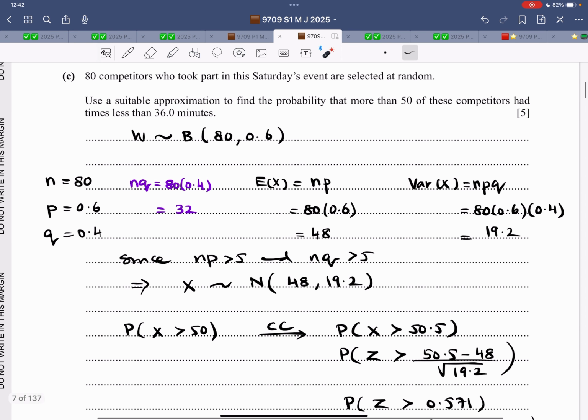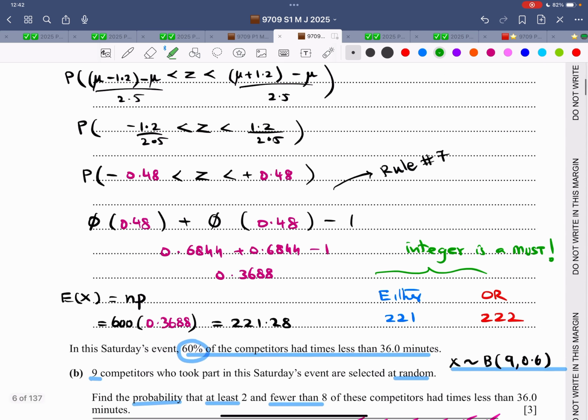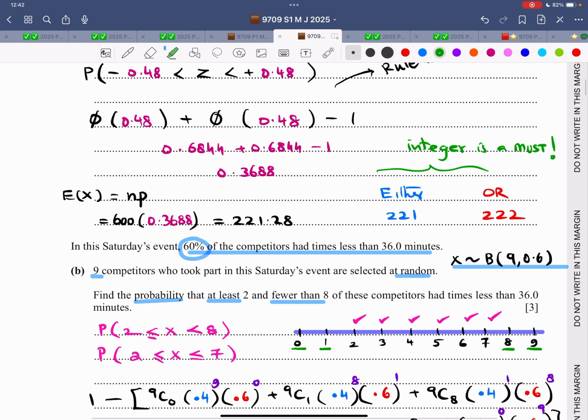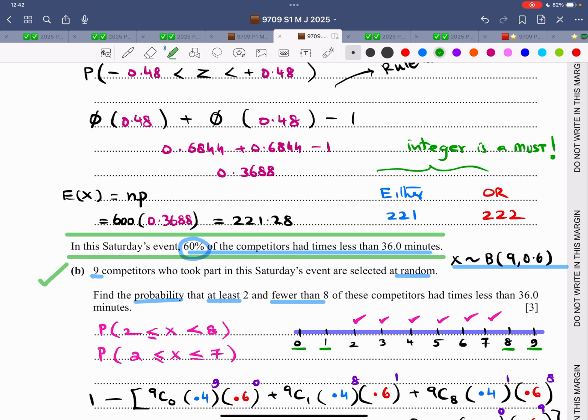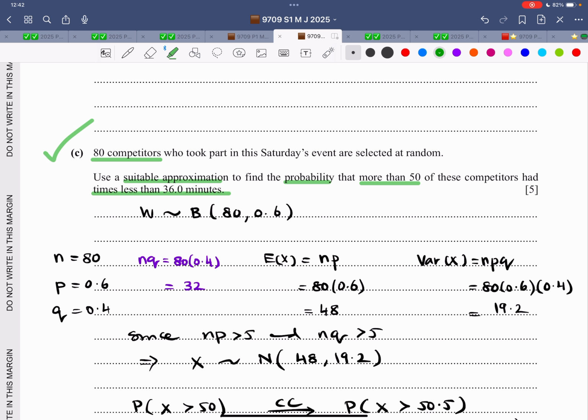Now, part C. It says 80 competitors who took part in this Saturday event are selected at random. Use a suitable approximation. The only thing suitable that we have studied in S1 is normal approximation. Find the probability more than 50 of these competitors had time lesser than 36 minutes. So part C and part B, again, this particular statement applies to part B because after this paragraph there is part B, there is part C. So it's applicable for both.